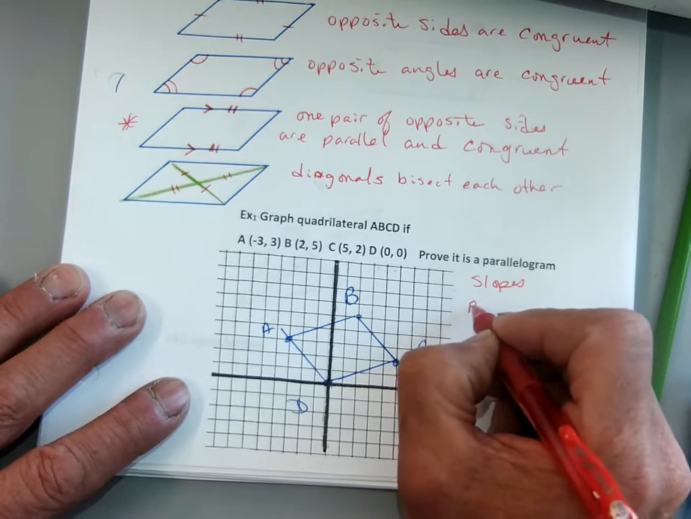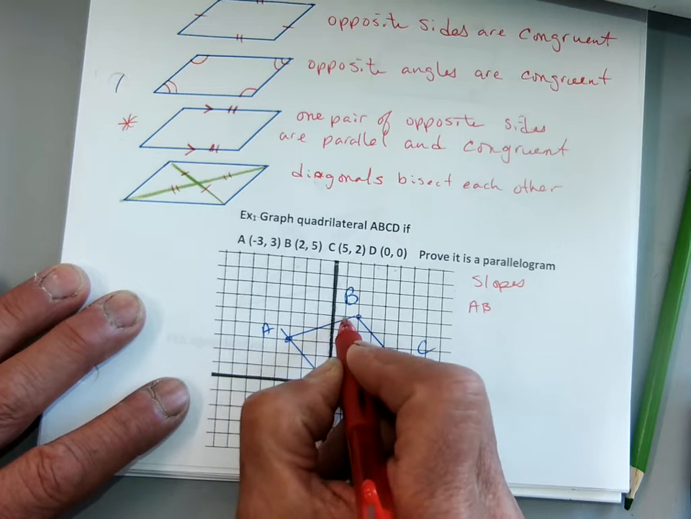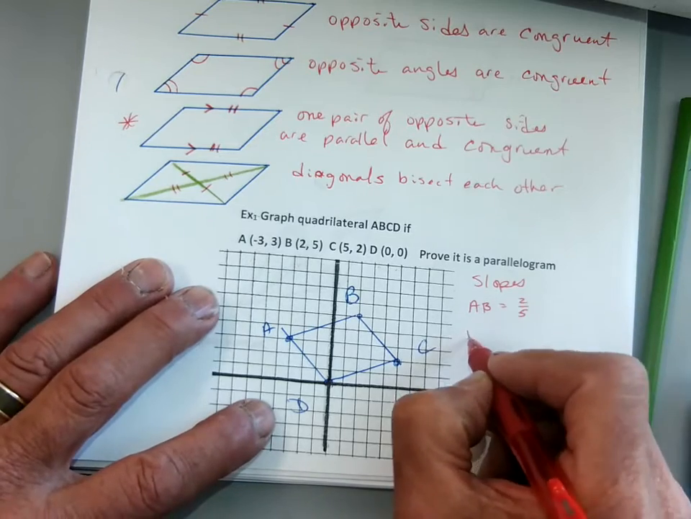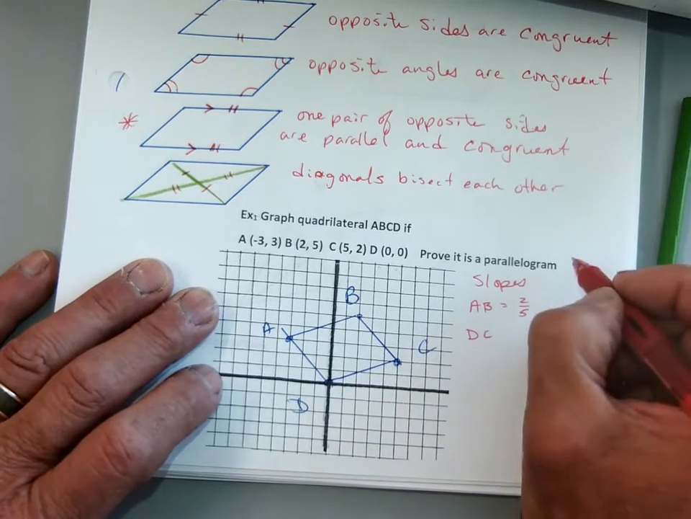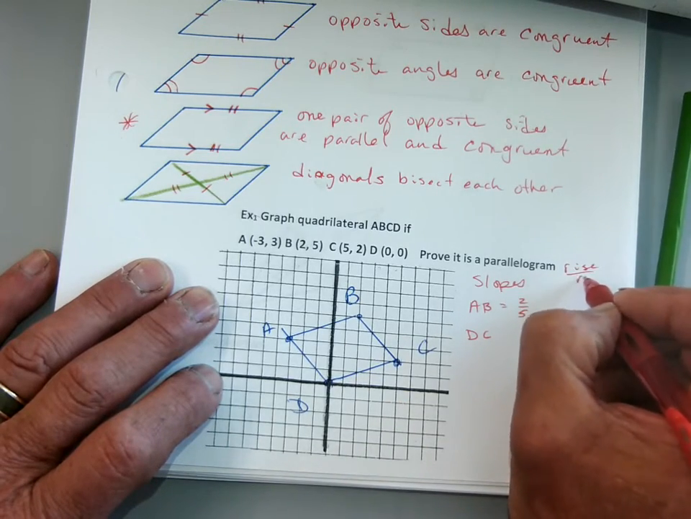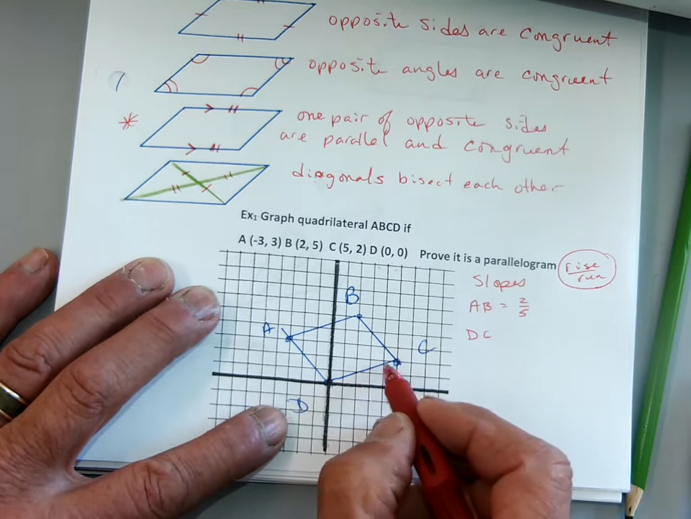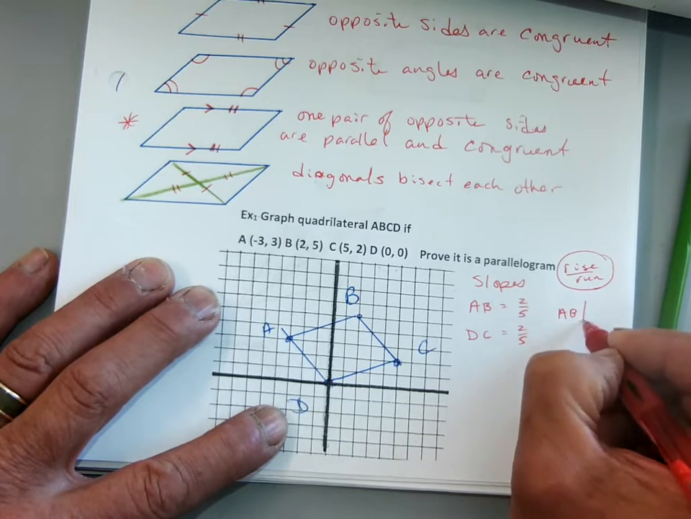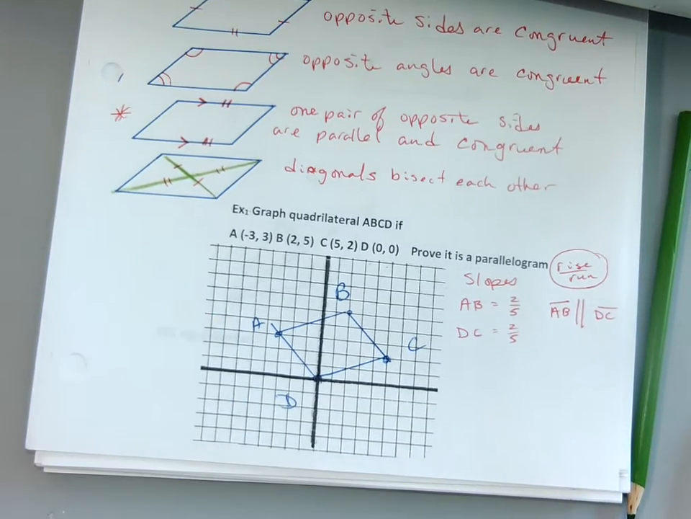So what's the slope of AB? Well, I'm just going to count it. It's going to be up 2 over 5. So then what's the slope of DC? Slope is always rise over run. So DC, I'm going to go up 2, over 5. So I already know that AB is parallel to DC, because they have the same slope. Thanks, Miles. It's a great guess.